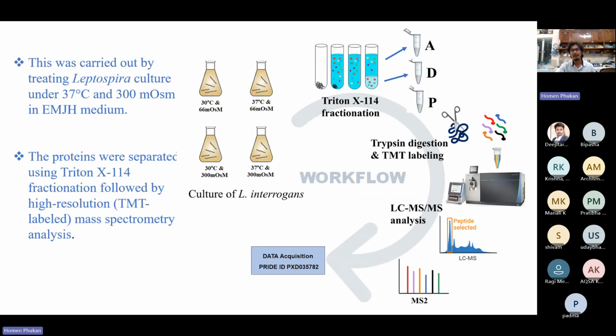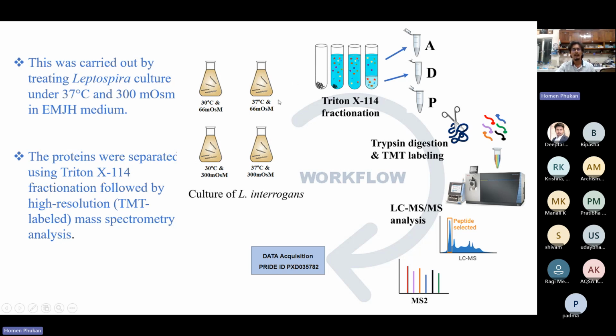And in our lab, we mimicked the pathogenic conditions, and we exposed the cultured Leptospira, as you can see in the figure itself. We exposed them to a raised temperature, that is 37 degrees centigrade, while the osmolarity remained the same. Then we exposed them to an osmotic condition, that is 300 milliosmolar, while the temperature remained the same as normal standard culture conditions. And we used both factors together to see the changes.